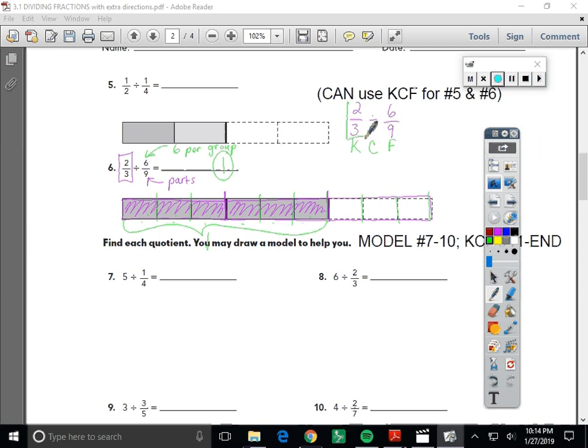Well, if I keep the first fraction, it's going to look the same. I keep it as 2/3. But when I change my division, I think of its opposite. I move to multiplication. And the flip of 6 ninths would be 9/6, also known as its reciprocal. That's why it's called the reciprocal approach. We are really ready to multiply.